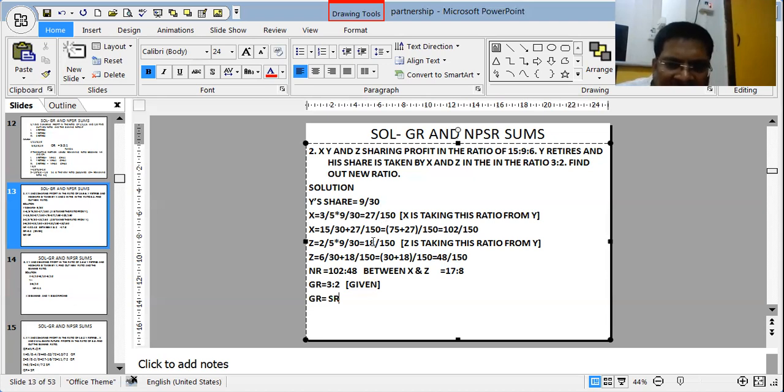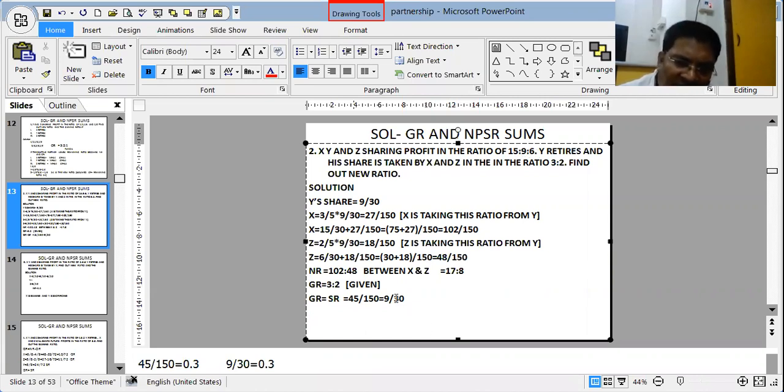They are getting 27/150 and 18/150. 27 plus 18 is how much? 45/150. 45/150 is similar to 9/30. If you will notice, 45/150 will be. So we notice that the gaining was 45/150. Why 45? 27 plus 18, 45/150, and the person who is leaving the firm, he is sacrificing 9/30 of his share. That is 15:9:6 means 9/30.